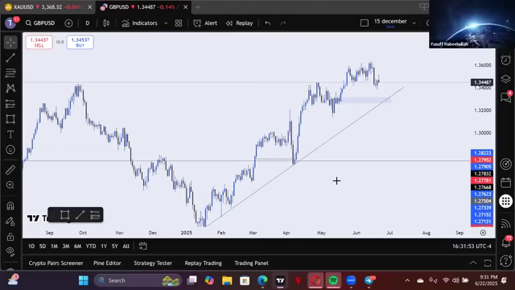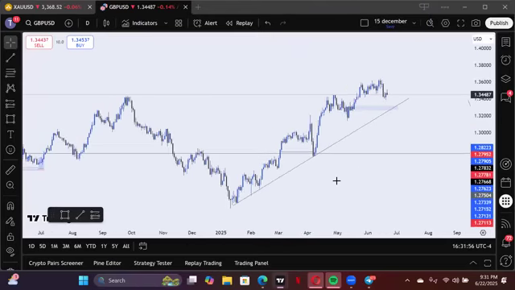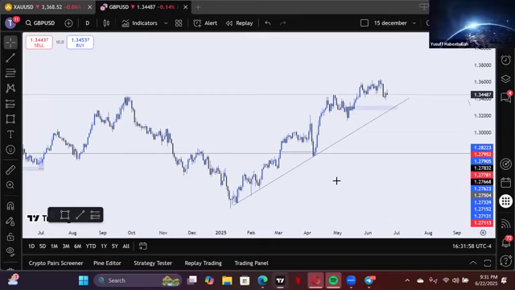If my inducement mitigated my first extreme zone, I'm going to get my entry from second internal liquidity, internal POI.